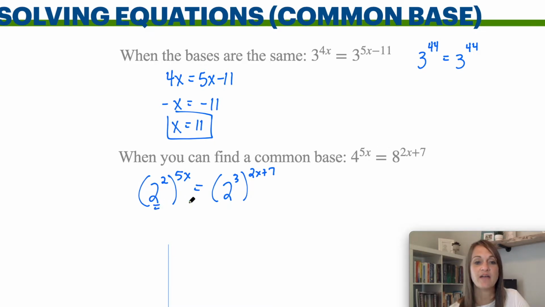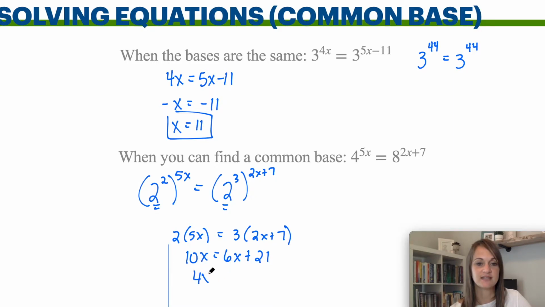And we now have bases that are the same, so we can now take our exponents. So we will have 2 times 5x, and we'll have 3 times 2x plus 7. So we have 10x equals 6x plus, not 7, 6x plus 21. Subtract 6x and we'll get 4x equals 21. And so we'll get x equals 21 divided by 4.